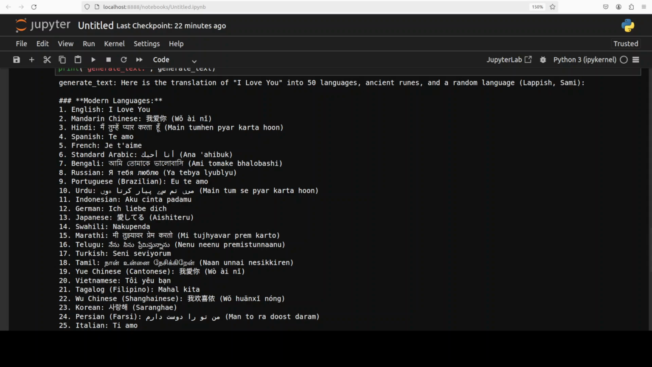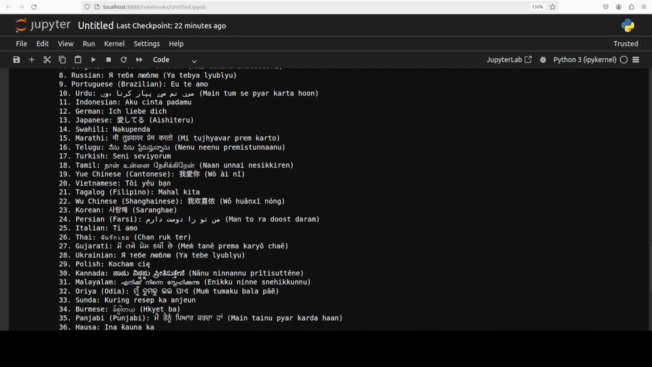Bengali looks good. Russian, Portuguese, Urdu, Indonesian all look really, really good. And I'm just going to quickly go through all the languages. So I'm not sure about this Telugu, Marathi, but if you are a speaker of that language, please let us know.